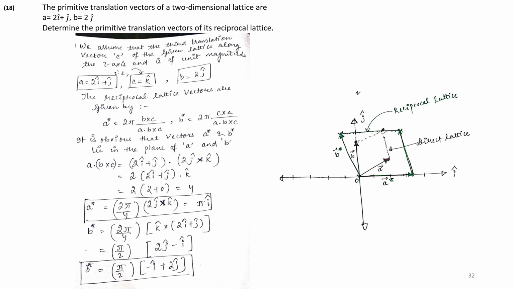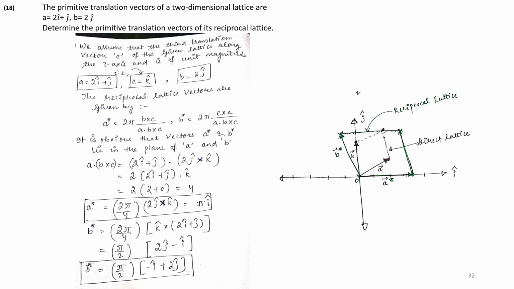I hope you already know the reciprocal lattice formula, that is a star = 2π (b × c) divided by a · (b × c). Similarly, b star will be 2π (c × a) divided by a · (b × c). So here the a and b values are given. So for a · (b × c), we now have to know the c value.